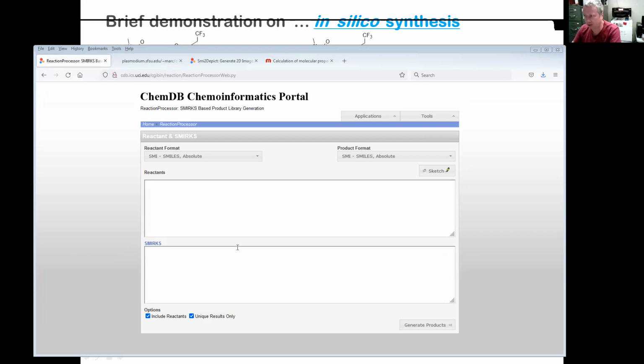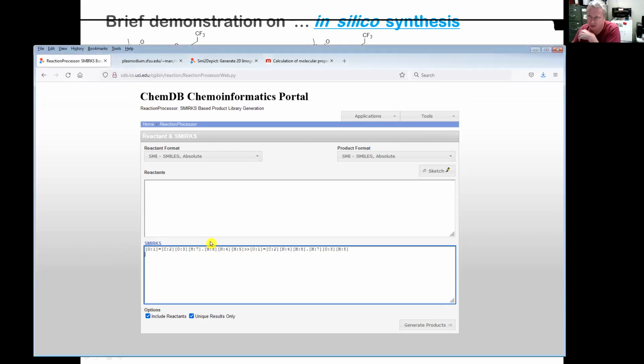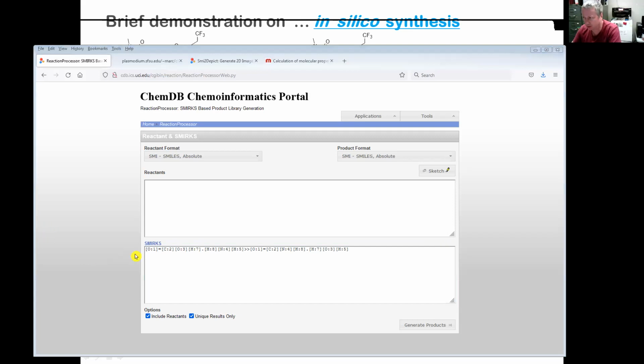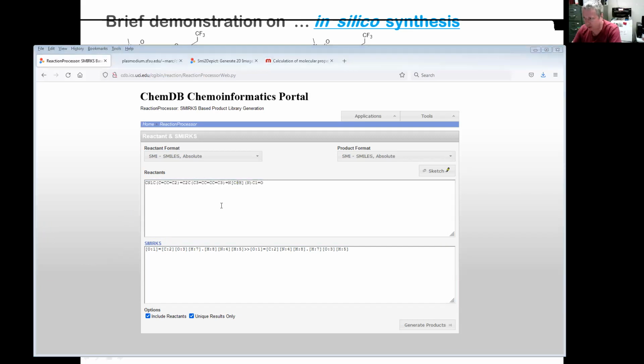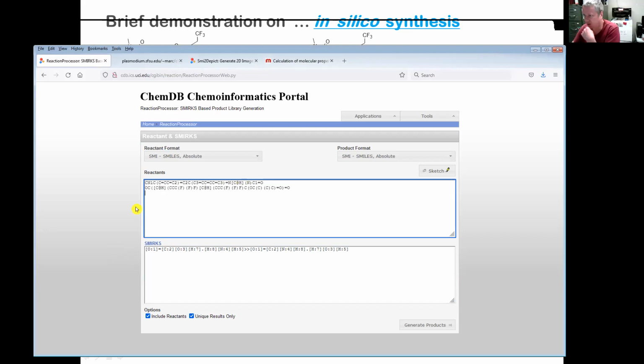Okay, I copied it. This is the amide formation one that we were talking about. And then my reactants are, the top one is the amine. The bottom one is the carboxylic acid. All right, so we have basically put these two molecules in. We have a reaction defined with my SMIRKS.